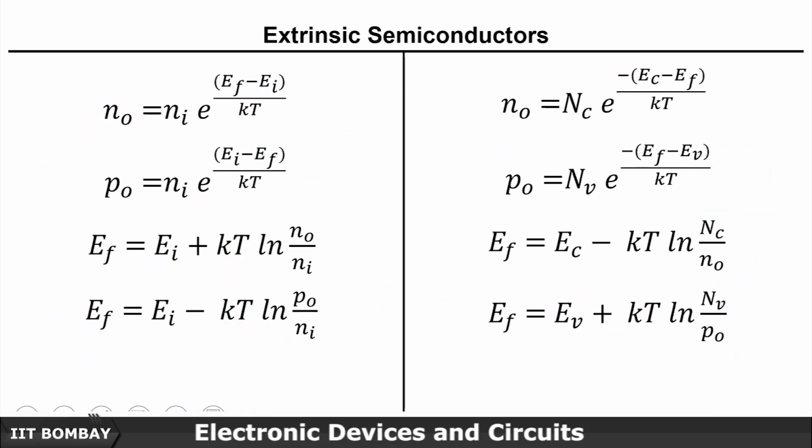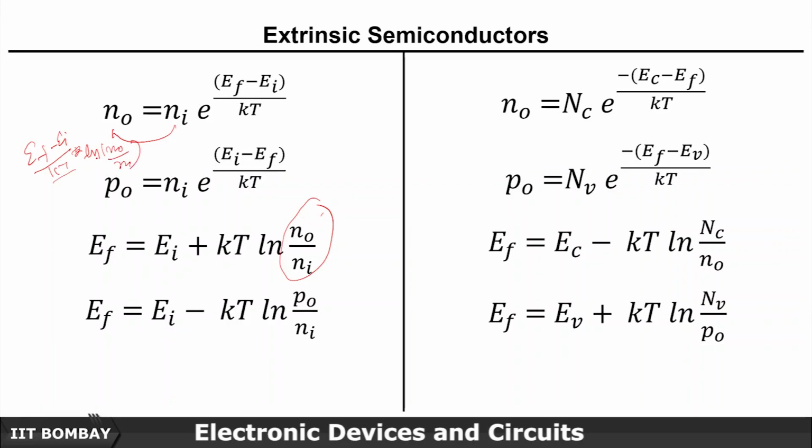Okay, so this is interesting. And as I was saying, you can calculate the difference. So you can take n0 by Ni here. It will become n0 by Ni. And if you take the log on both sides, you will lose this exponential. It will become (EF minus EI) by kT equal to log of n0 by Ni.